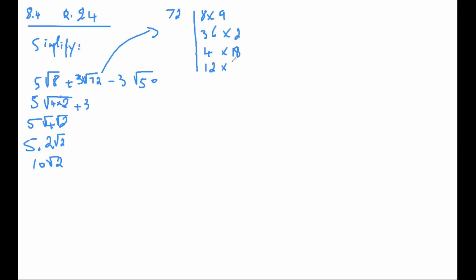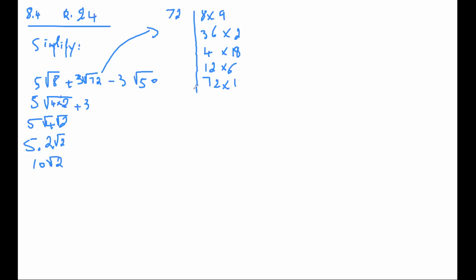12 times what is 72? 12 times 6, times 6. And of course, 72 times 1. I believe we listed all of them. Did we miss anything? What about 3 times something? No. 3 times 24.